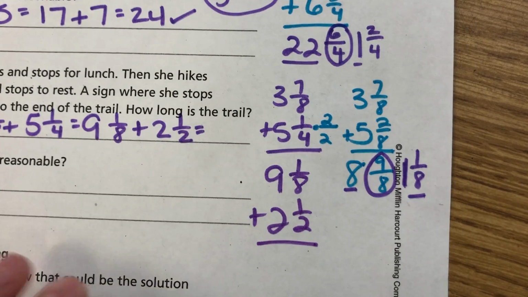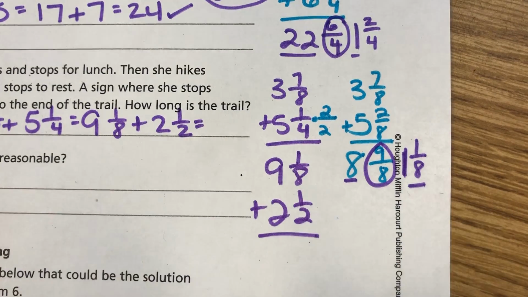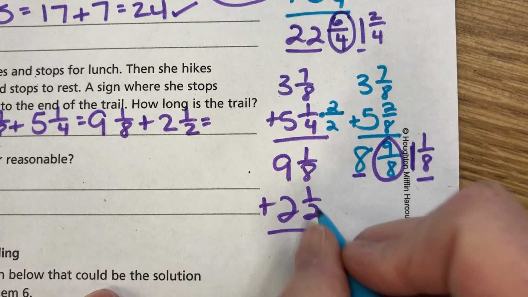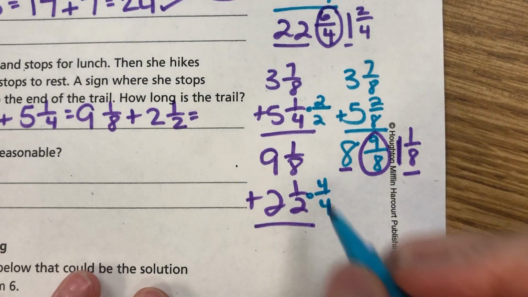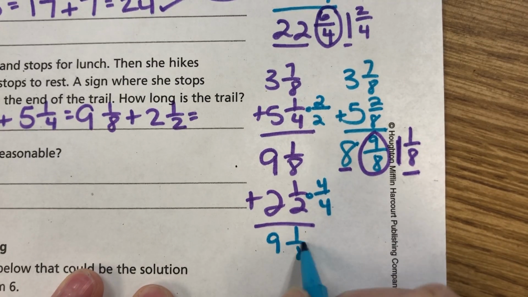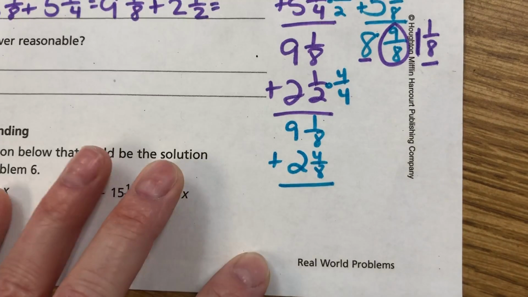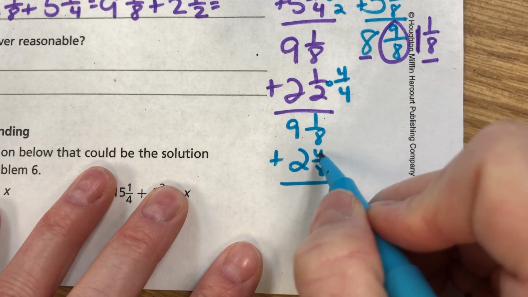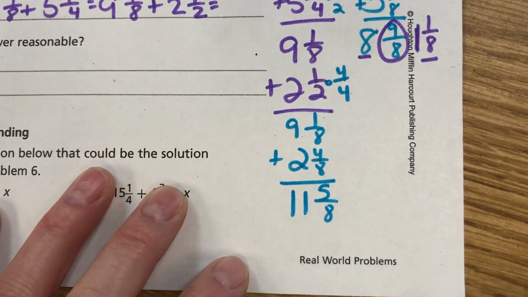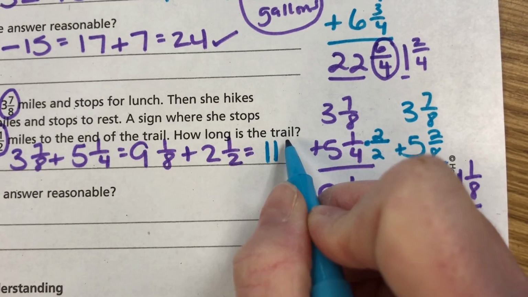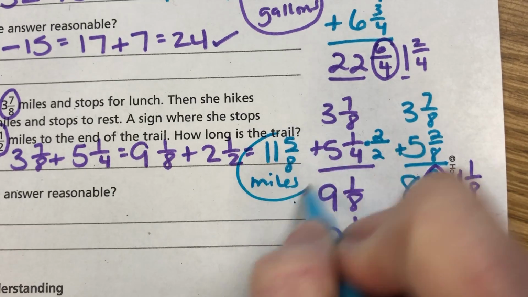And again, the LCM is not 16. You don't need to multiply this by 2/2 and this by 8/8. Why? Because 2 times 4 is 8. You only need to multiply one of those fractions. So now I'd have 9 1/8 plus 2 4/8. And we get a final answer of 4 plus 1 is 5/8. 9 plus 2 is 11. So we get 11 5/8. And this is miles. It's a long trail.